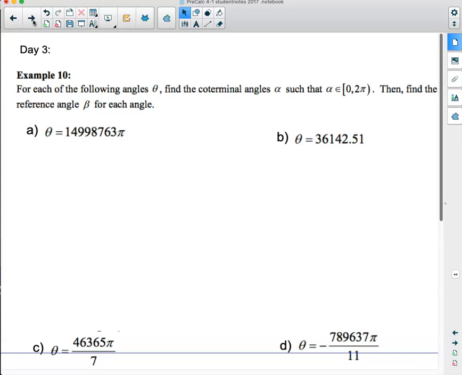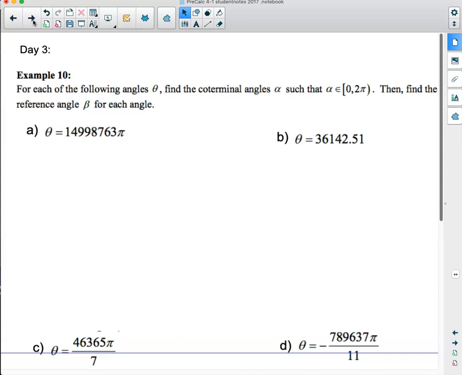Now, this is the piece that I think is really, really helpful. Degrees, everybody understands by this point. But when we get to radians, people find that a little bit harder because you haven't had as much experience with it. So example 10 says, for each of the following angles theta, we're going to find the coterminal angles alpha such that they are the nice ones, the ones we want to work with, which are the positives between 0 and 2 pi. Then find the reference angle beta for each angle. So they're not nice. You look at all of these and they're disasters, quite frankly.